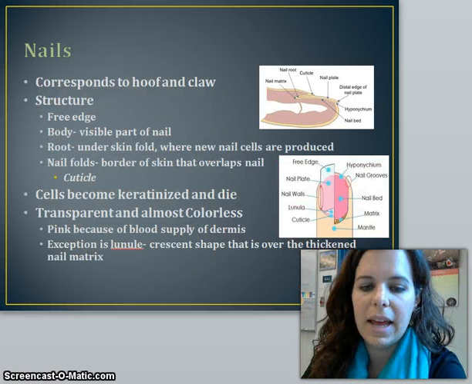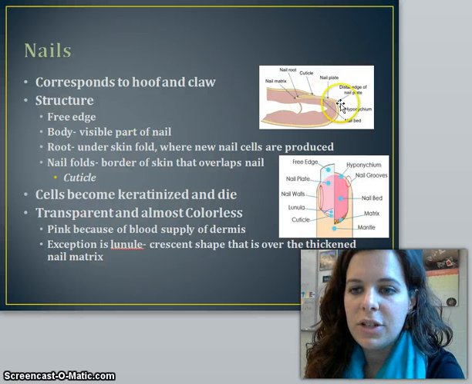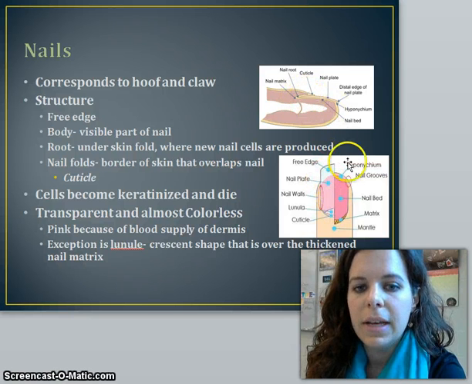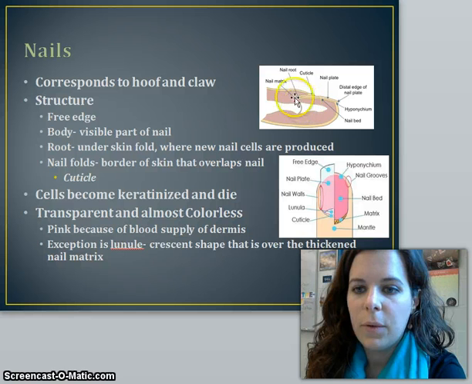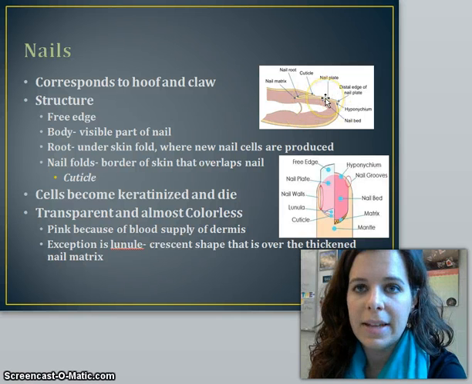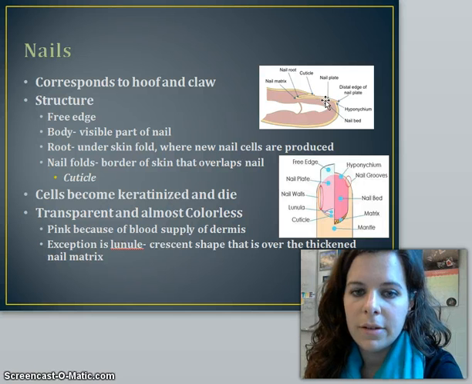And then finally we have nails. They correspond to the hoof and claw. It has a free edge up here, a body, which is the visible part of the nail, a root, which is this part under the fold, and then we have a fold of skin that goes over the top with the cuticle. The cells in the nail become keratinized and die. That's why we can cut them off and there's no problem.